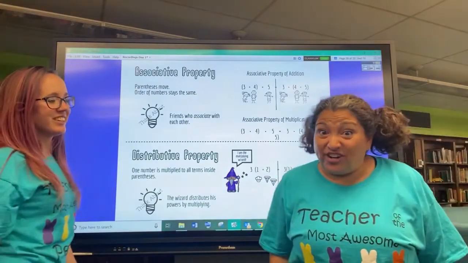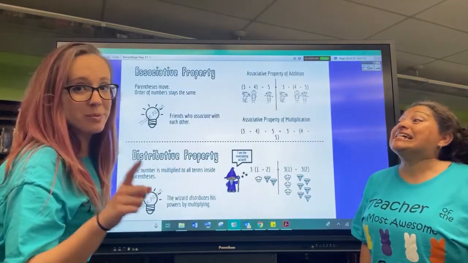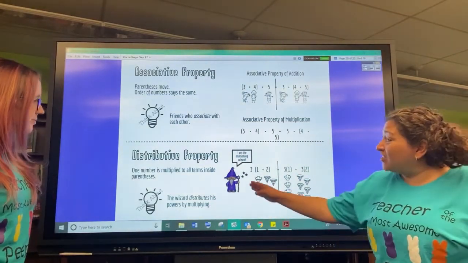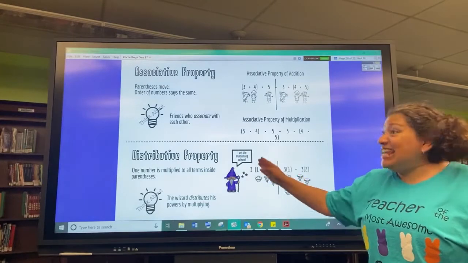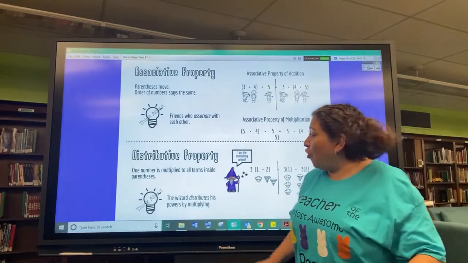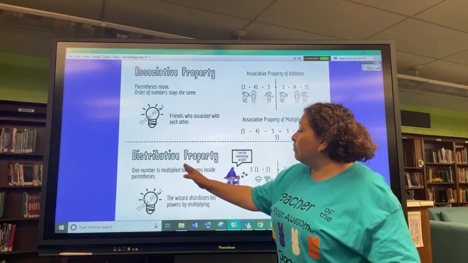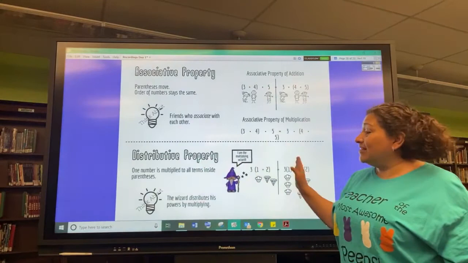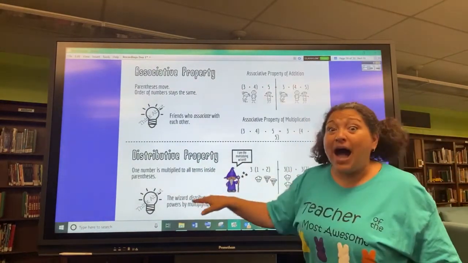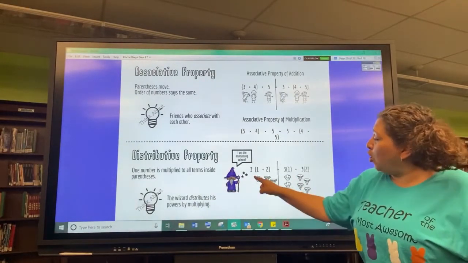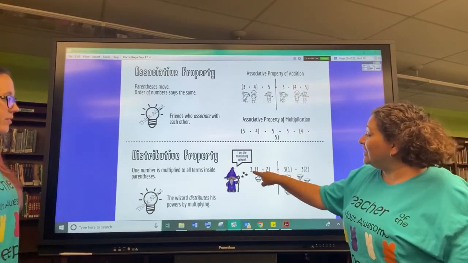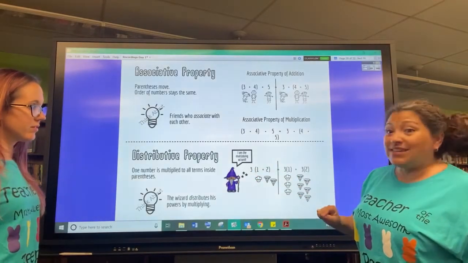Then we have a very, very important one. This is the best property. It is the distribution property. So we have this fancy little wizard guy here, and he is the multiplying wizard, and he is wonderful. So one number is multiplied to all the terms inside the parentheses. The wizard distributes his powers by multiplying. So if you'll notice, he's got 3 little stars here because the 3 is on the outside. Then he's going to multiply each piece inside.